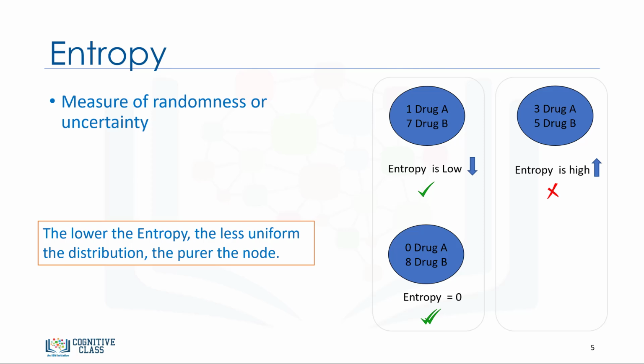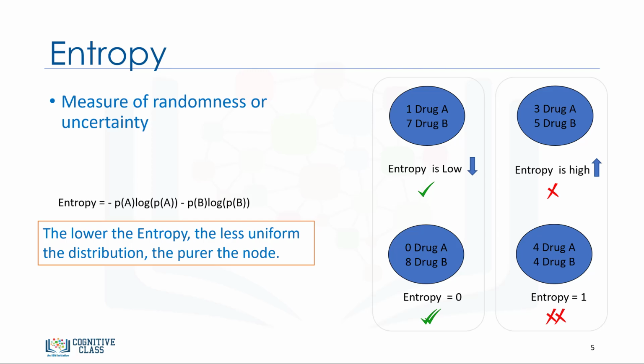If the samples are completely homogeneous, the entropy is 0, and if the samples are equally divided, it has an entropy of 1. This means if all the data in a node are either drug A or drug B, then the entropy is 0. But if half of the data are drug A and the other half are drug B, then the entropy is 1. You can easily calculate the entropy of a node using the frequency table of the attribute through the entropy formula, where P is for the proportion or ratio of a category, such as drug A or B.